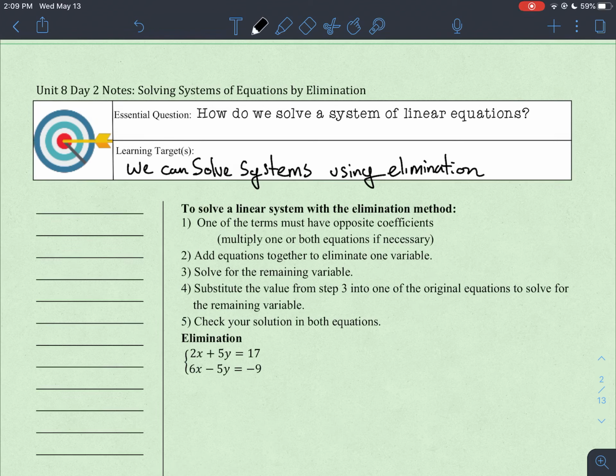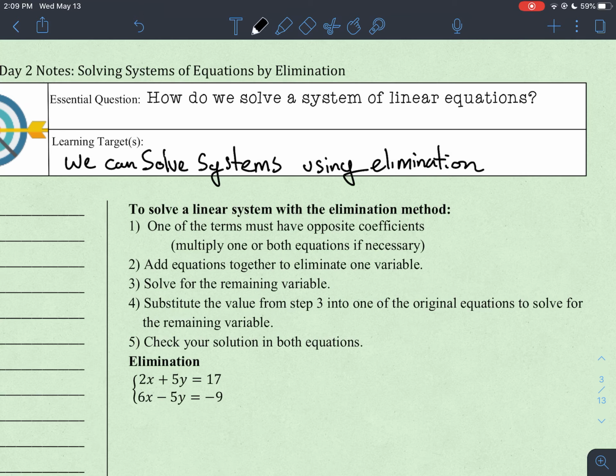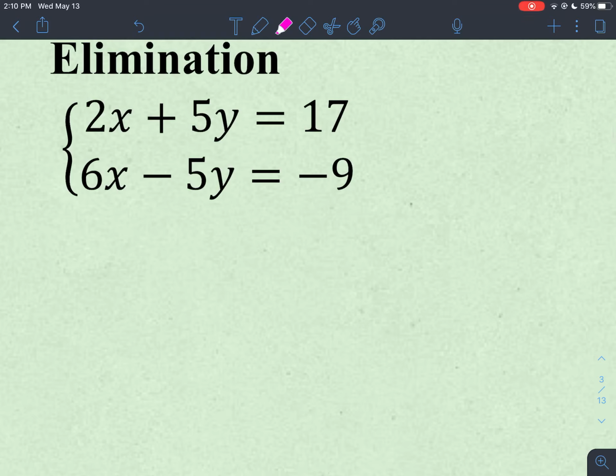Hi, welcome to 8.2. We're talking about solving systems of equations by elimination. So to solve a system of equations using elimination, we have some rules outlined for you here. Basically, you have both of them in standard form. If you remember what standard form was, it was ax plus by equals c.